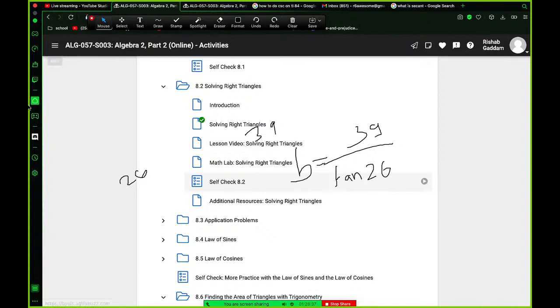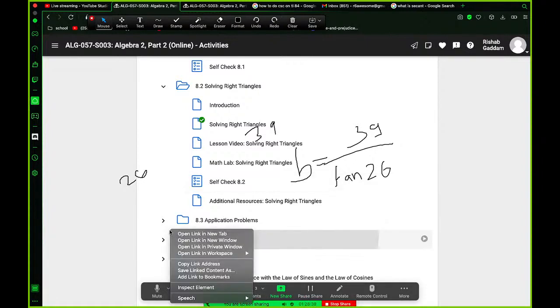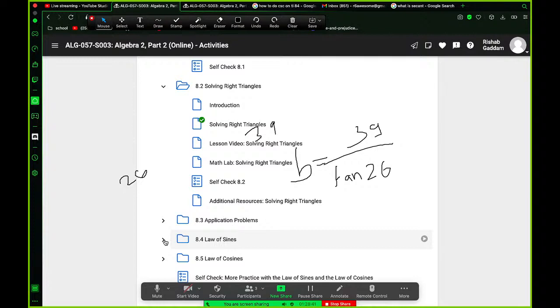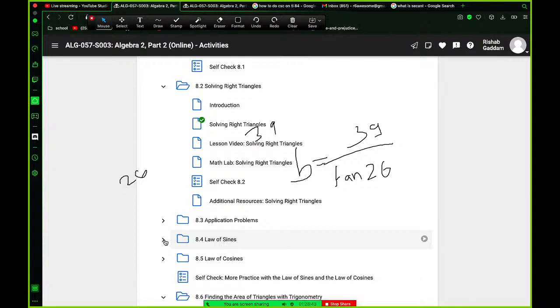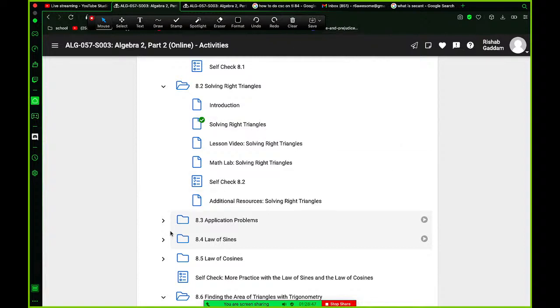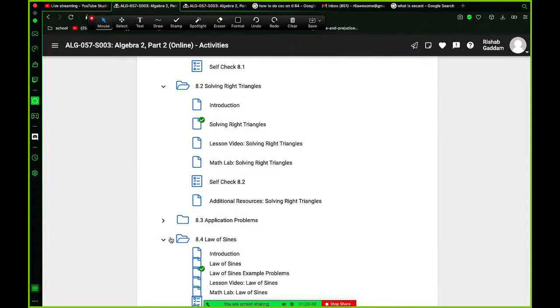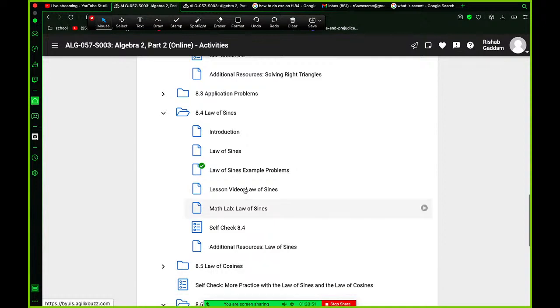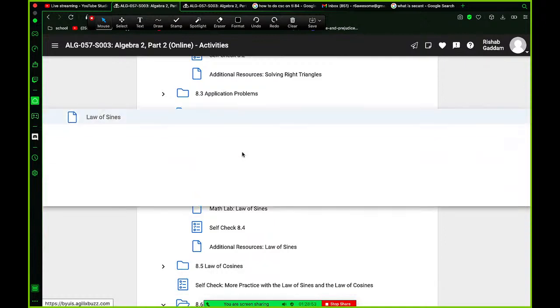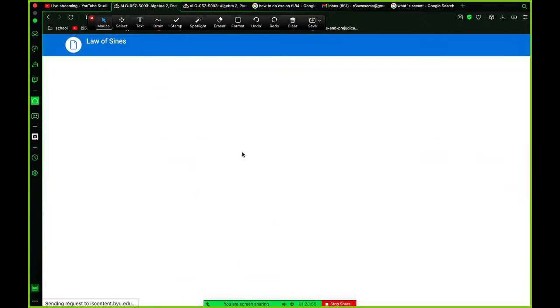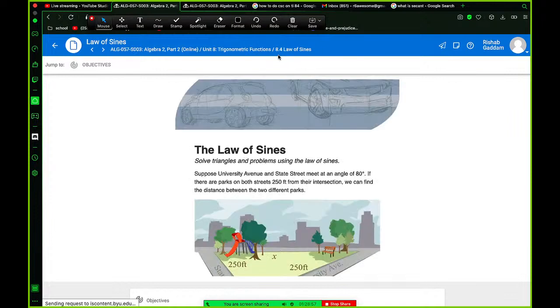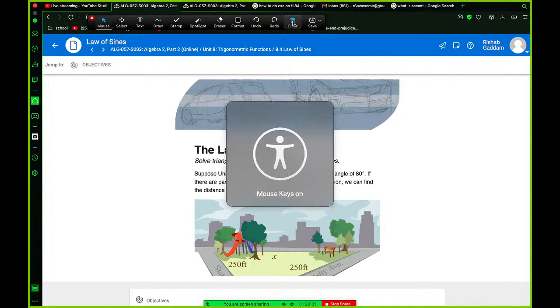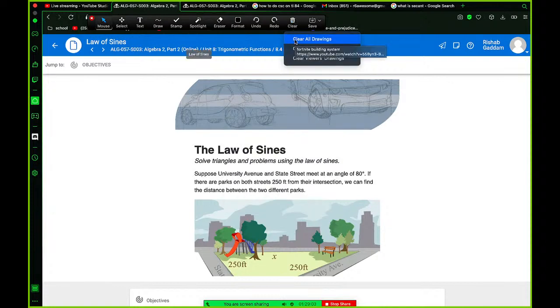Okay, so application problem. Law of sines. So this stuff is pretty cool, but it's complicated. We're gonna get into some complicated stuff, so I'm going to slow down a lot. So the law of sines. I'm just gonna say the formula before they do. This is the law of sines.